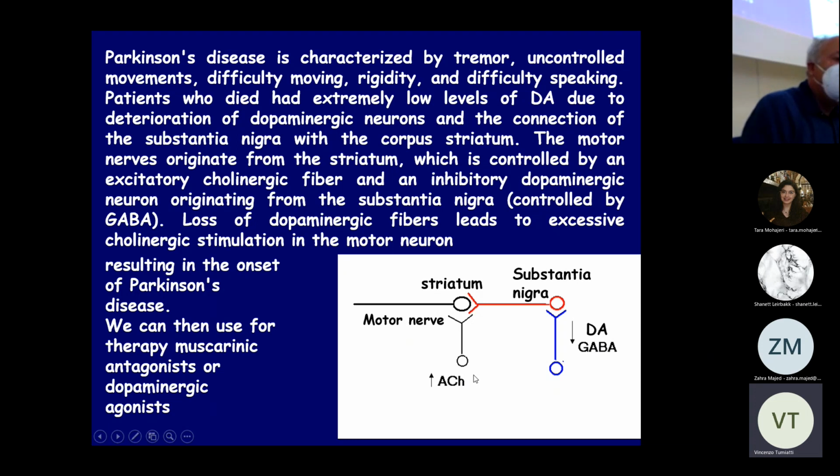Or we can decrease the activity of acetylcholine by using selective antagonists. These are the two strategies to treat Parkinson's disease. We can increase the dopamine concentration in motor neurons by specific selective agonists or in an indirect way, or we can block the increased activity of acetylcholine by using specific antagonists.